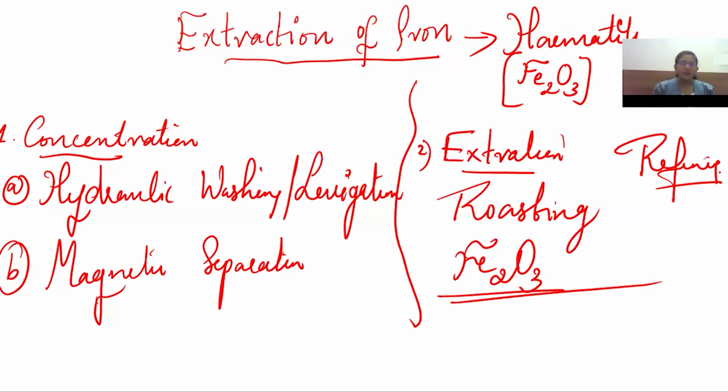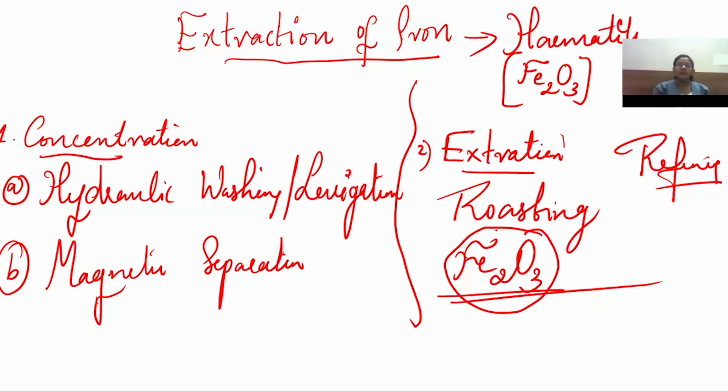Refining means, after the extraction process we get the oxide of iron, right? Then we have to do some reduction process so that the oxygen is removed from the metal and we get the pure metal. But since that metal still has some impurities, we have to refine it in the third process. Those are the three steps of extraction.